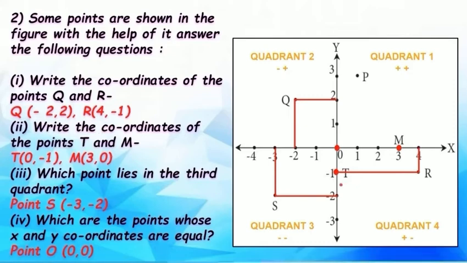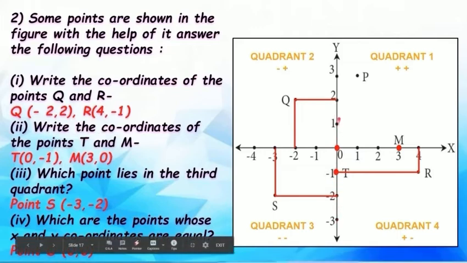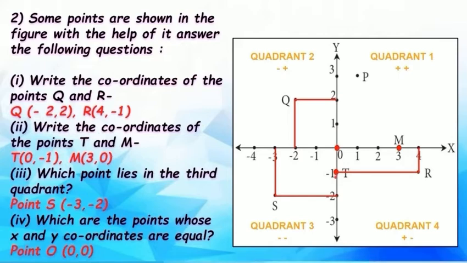So if you observe, this point T lies on the y-axis, and we know the x coordinate of any point that lies on the y-axis is 0. Since it lies on the y-axis, its y coordinate is -1, and its x coordinate will be 0. So the coordinates of point T will be 0, -1. 0 will be the x coordinate and -1 will be the y coordinate.